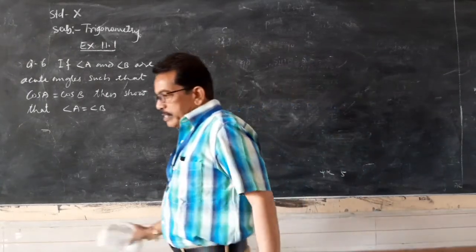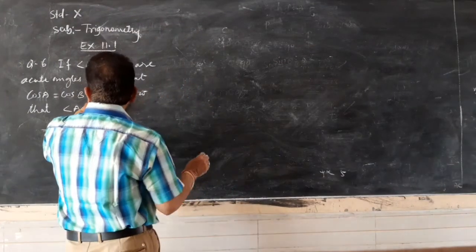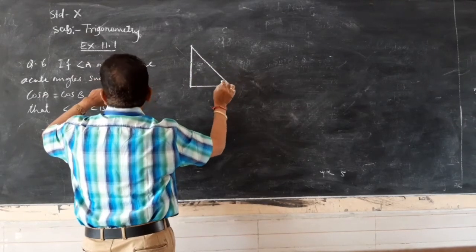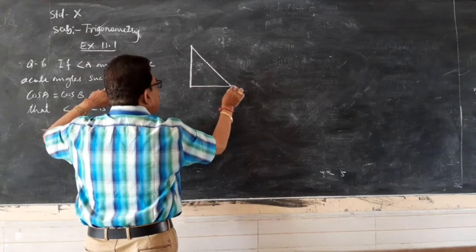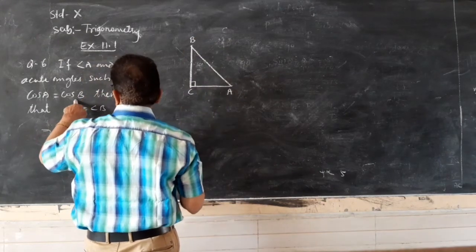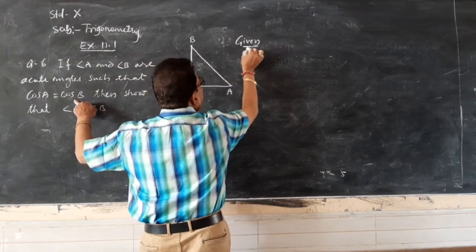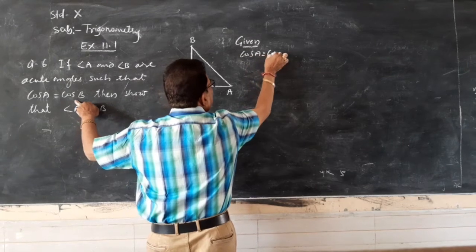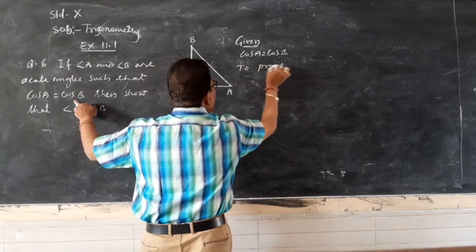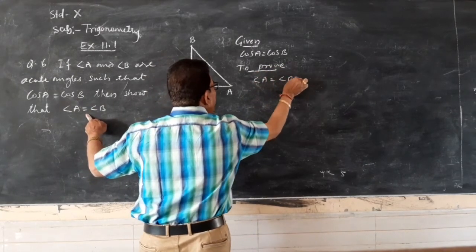Okay, now let us discuss question number 6. If angle A and angle B are acute angles such that cos A equals cos B, given. To prove: angle A equals angle B.